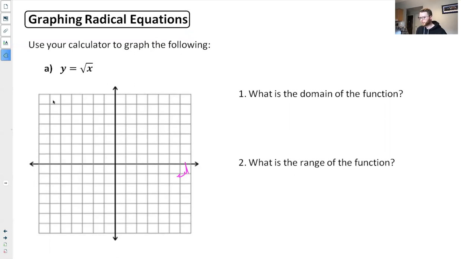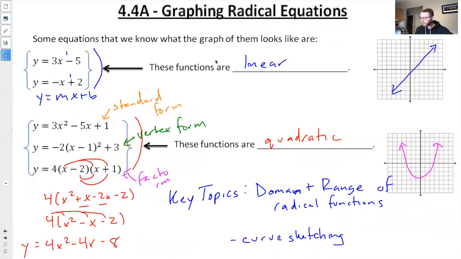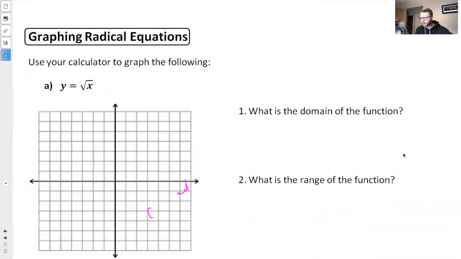This will bring us into graphing radical equations. I'm just waiting for the iPad to load, catch up with the computer. We were just seeing the quadratic being drawn, and here we are moving on to our next topic. Thank you for your patience.